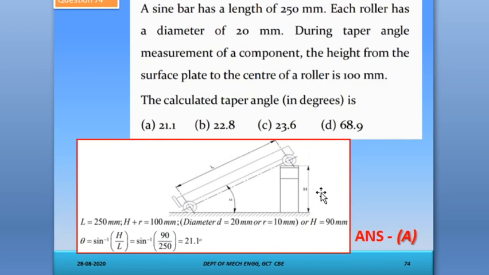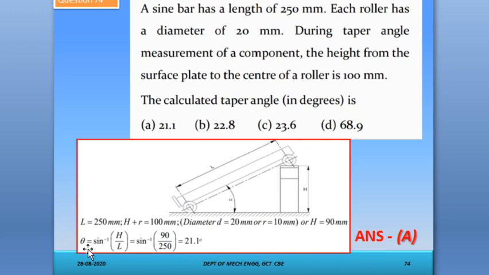Capital H is not given; you have to calculate it. H plus R is given as 100 mm. The diameter of the roller is 20 mm, therefore the radius of the roller is 10. The gauge block length capital H is equal to 100 minus the radius of the roller 10, which is 90 mm.